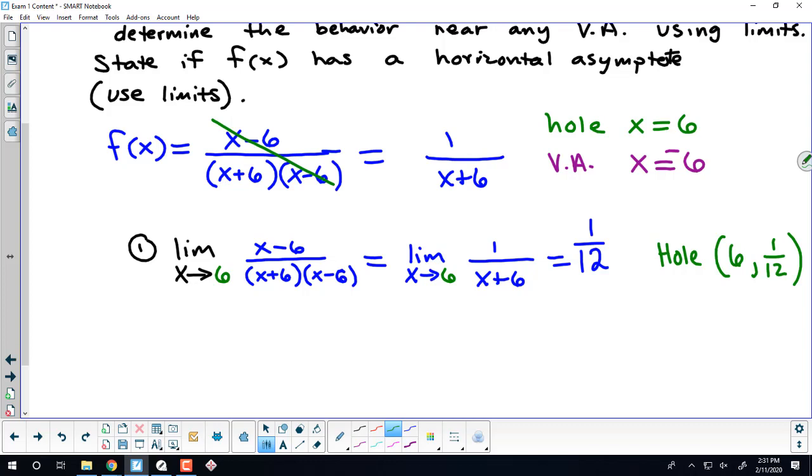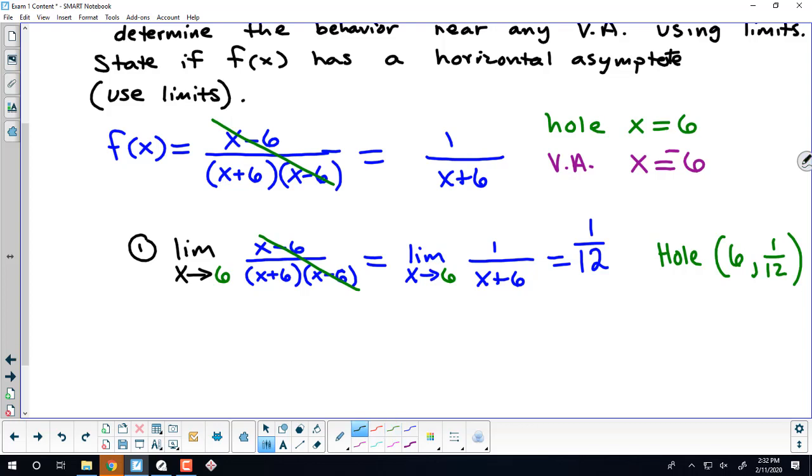Remember the algebra approach: when we cross this factor out, we're only able to do that when x is not 6. And that's what's happening here as we approach 6. x is not 6. So this is technically why that factor crosses out. x minus 6 over x minus 6 is not always 1. It's not 1 whenever x is equal to 6. So from an algebraic standpoint, there are some gaps when you just factor and cross out stuff. It's made more technical by the limit and the fact that x isn't 6. Okay, so there's the hole.